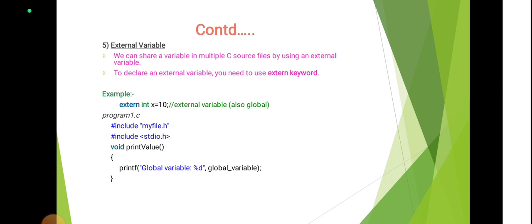Here the value of the global variable is displayed. These are the five types of variables we learned now.